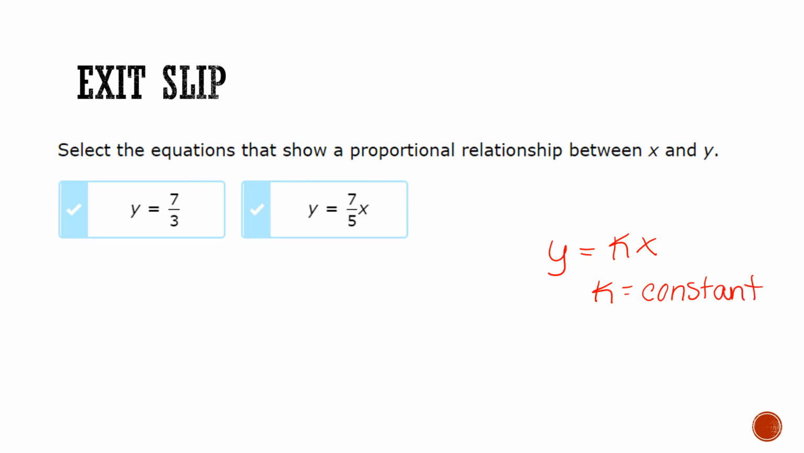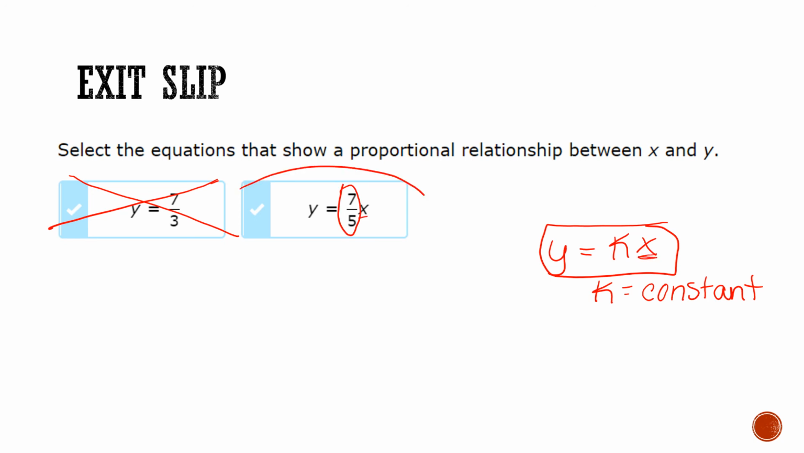Okay, so which one is written in the form of this y equals kx? Well, our first one does not have an x on it, so that cannot be a proportional relationship. However, we're told here 7/5 is our constant, and we have that x just like our equation says we should. So y equals 7/5 x would be a proportional equation.